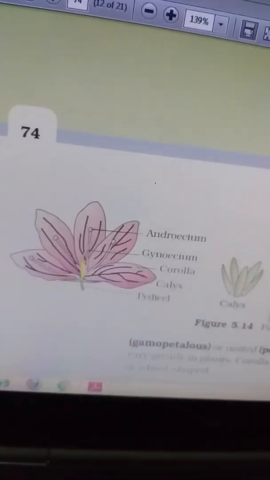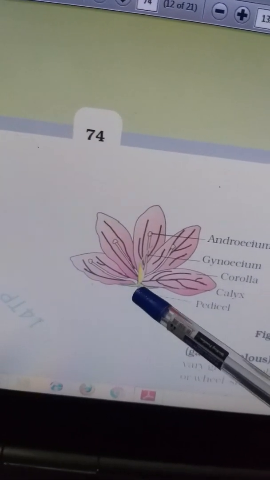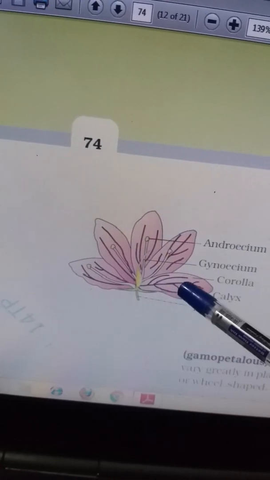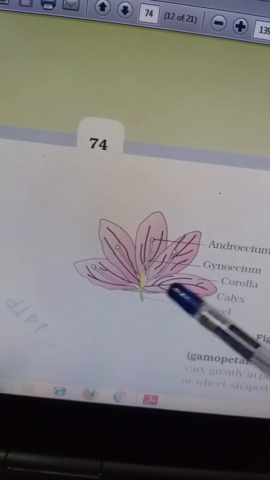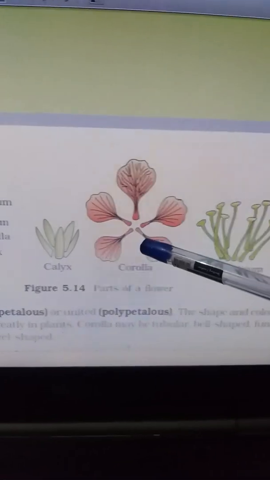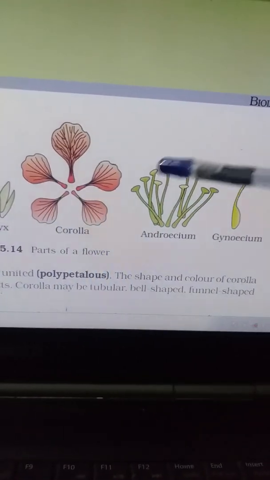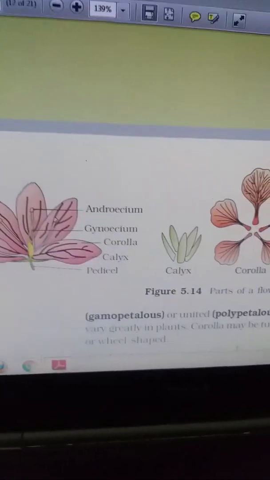Now here you see, this is basically the figure. This is the pedicel, that means the stalk of the flower. You have the calyx, that is green in color, for protection of the bud. These are the brightly colored parts, that is the corolla. If dissected out, this is a whole flower, this is a dissected one, and this is the androecium, that is anther and filament. This is the male reproductive unit, and this is the gynoecium, stigma, style, and ovary. These are the three parts.